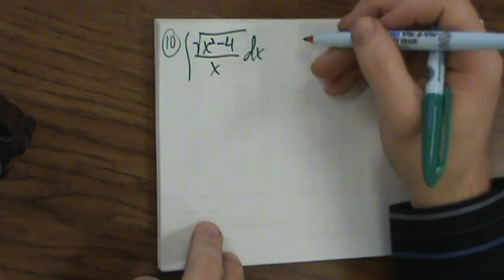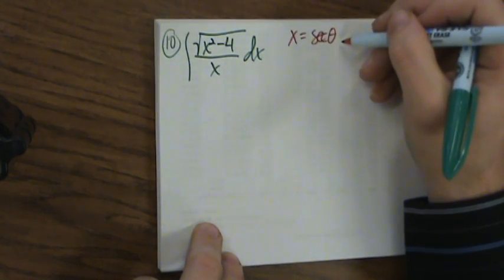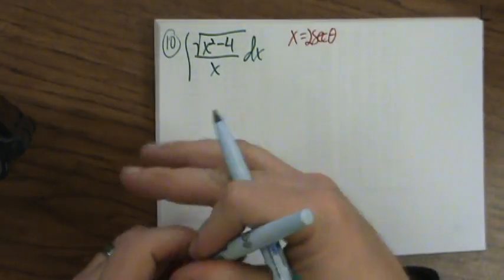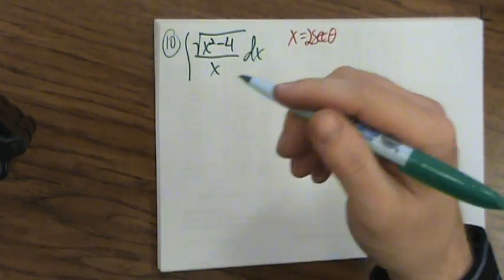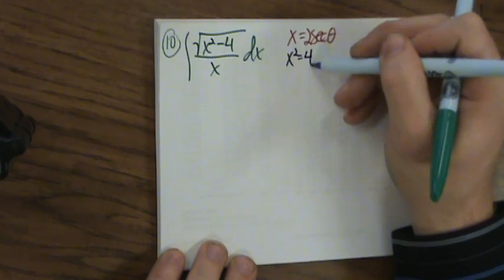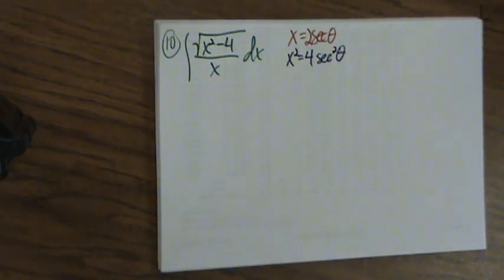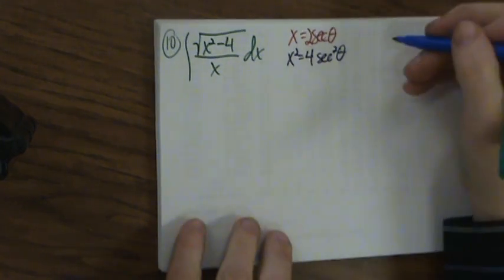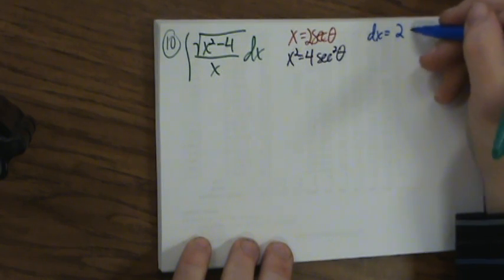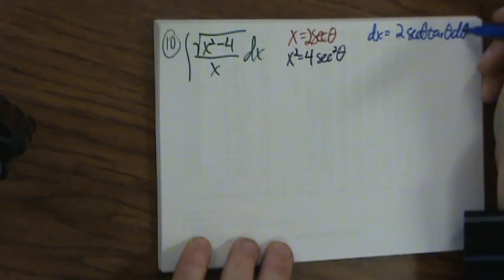Well, actually this problem tells us what it's going to be. It says let x be 2 times the secant of theta. So we are going to put that in here for this x. We do need to also make a substitution for x squared. So what's x squared? That's 4 secant squared theta. And the last thing that we're going to need to replace with respect to x is dx. So dx is going to be 2 times secant theta tangent theta d theta.